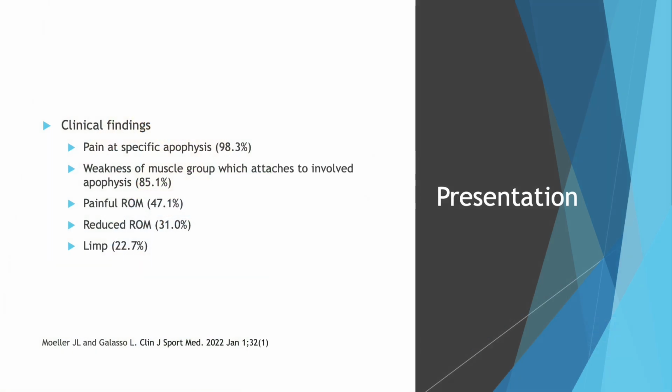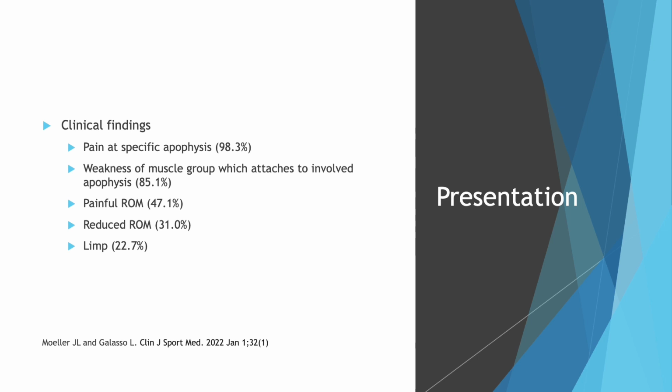Various clinical findings at the time of presentation were noted, but most commonly, pain was noted at a very specific area of the pelvis. Weakness was noted at the muscle group which attached to that area in 85%. And the weakness may have been more pain-driven than true weakness. It's hard to know. Painful range of motion was present in less than 50% of the athletes who presented with this injury, and limited range of motion around 30%. Less than a quarter of them were limping at the time of their presentation.